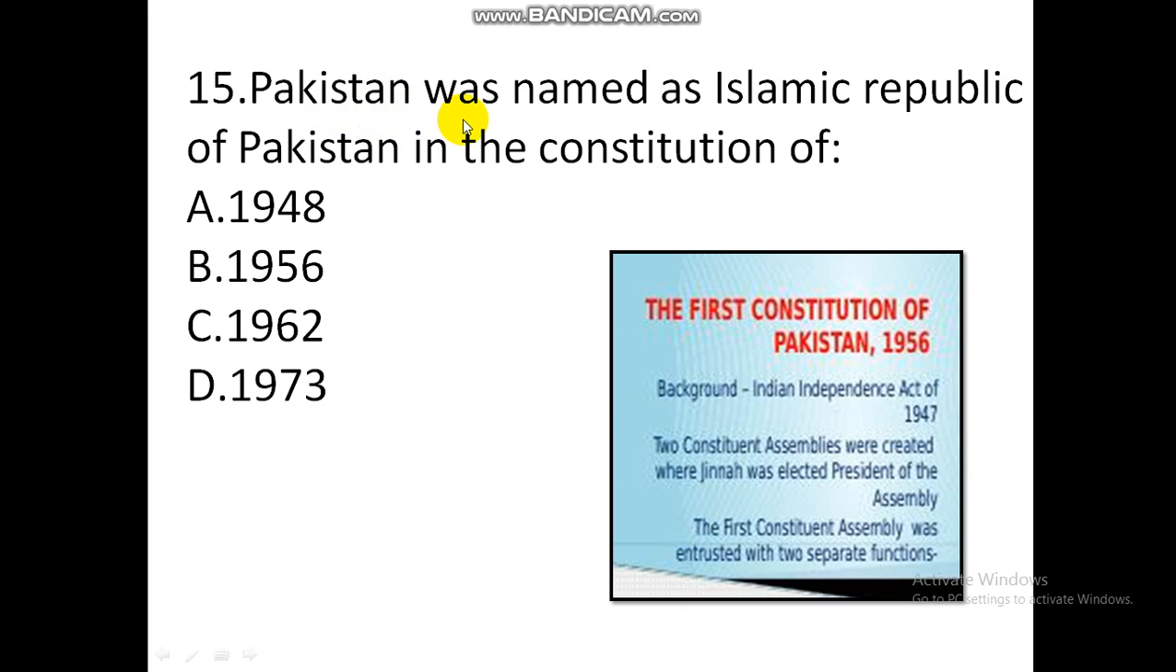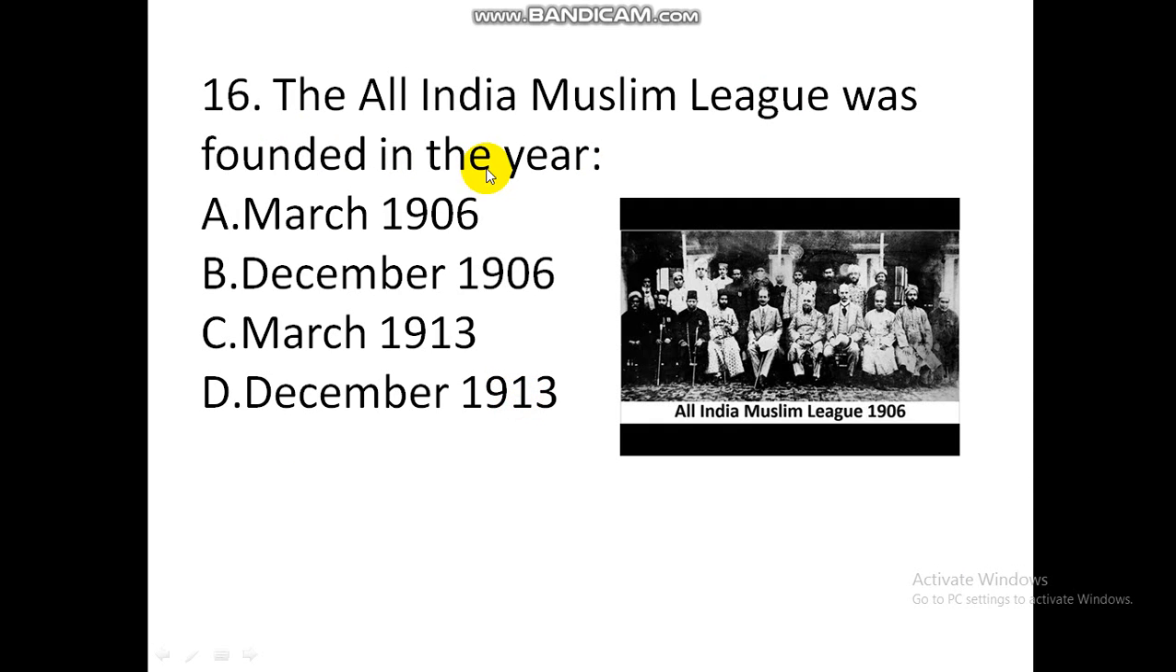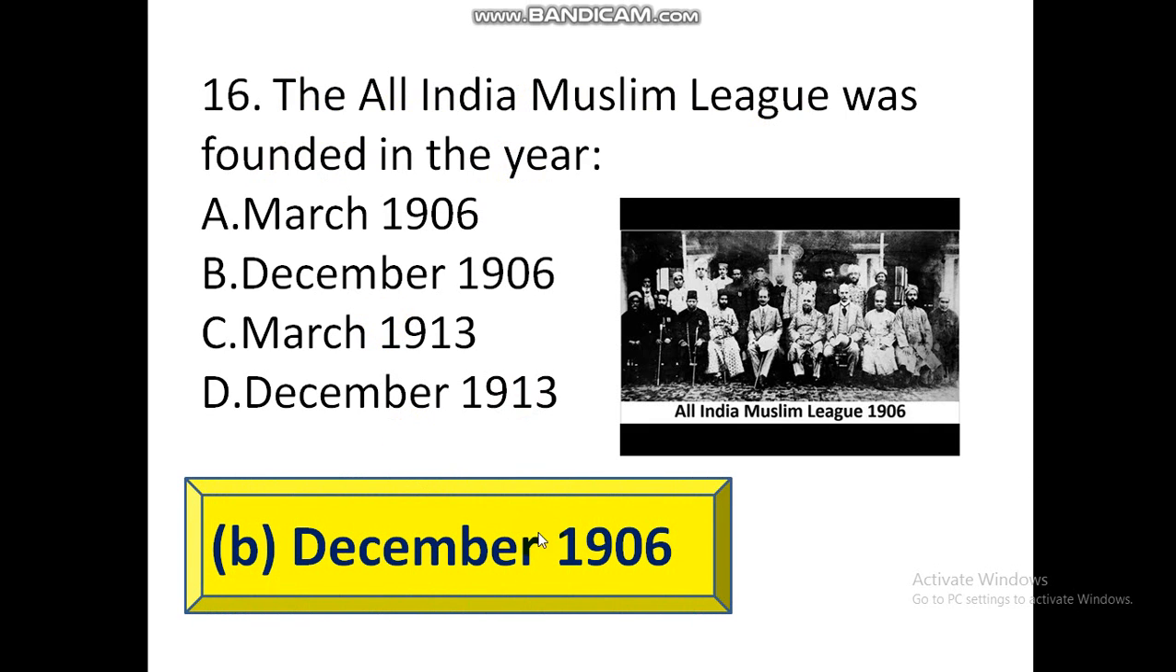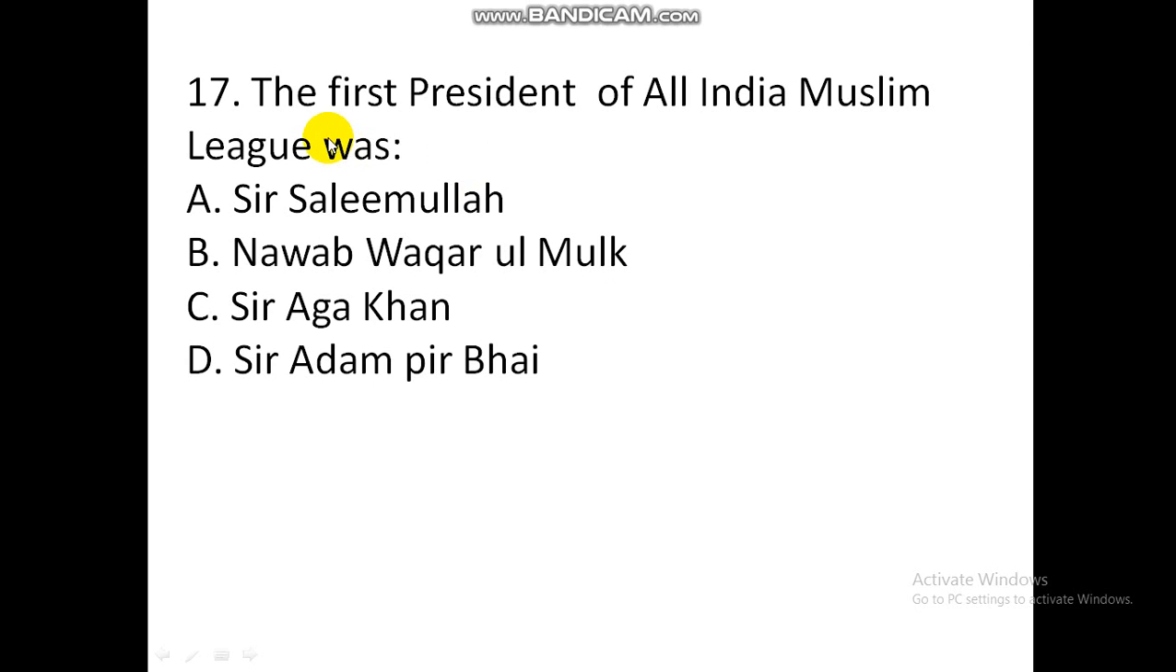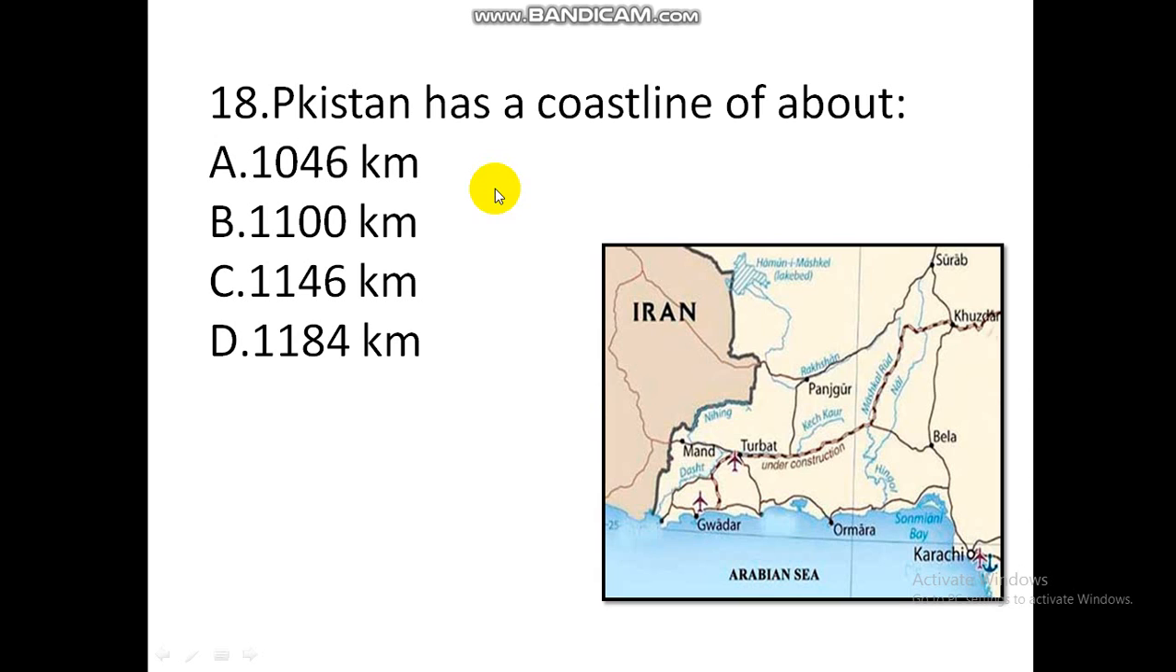Pakistan was named as Islamic Republic of Pakistan in the Constitution of 1956. The All India Muslim League was founded in December 1906. The first president of All India Muslim League was Sir Aga Khan.